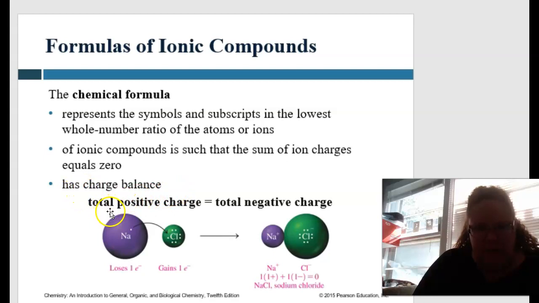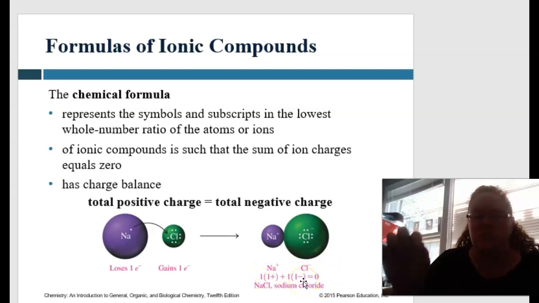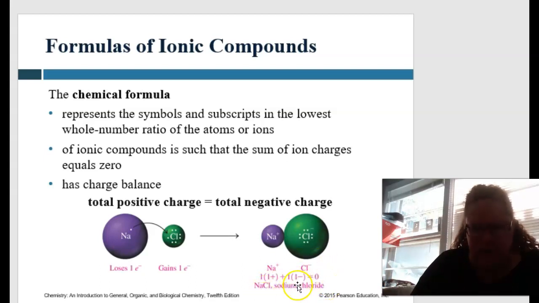We have to make sure that the total positive charges from, for instance, the sodium equal the total negative charges from the chlorine. The sodium is going to lose 1 electron, the chlorine is going to gain 1. So this one's a simple 1-to-1. Sodium is 1 plus, the chlorine is 1 minus, and +1 and -1 equal 0, which gives the equal charge for sodium chloride.